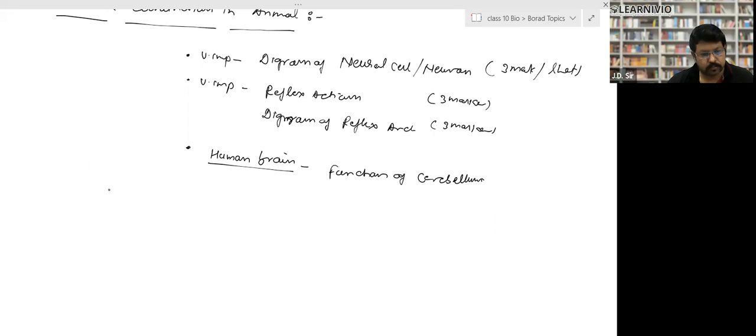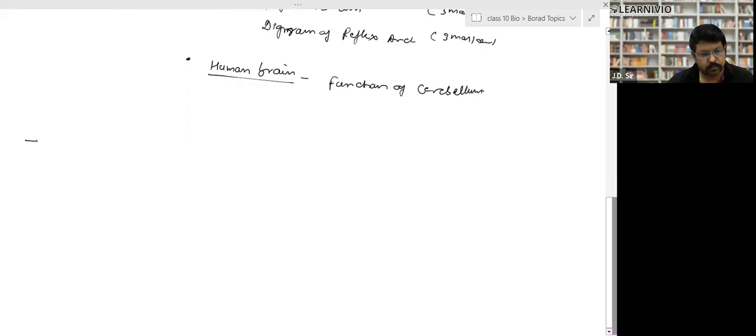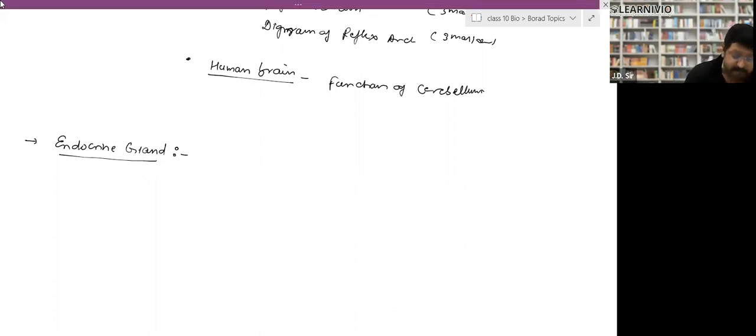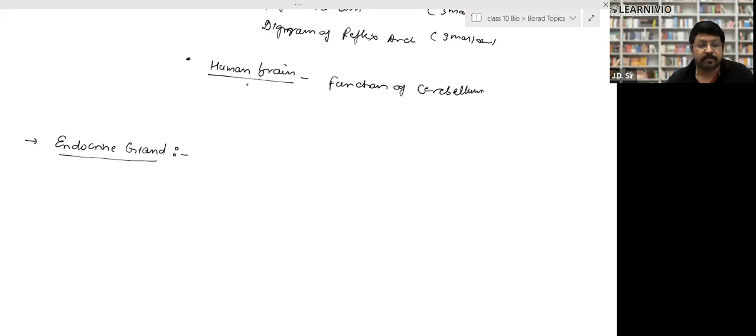Then it comes to another important part of control and coordination, that is the endocrine glands. There are a number of endocrine glands. I know that you will try to recall and grab the function of all of the endocrine glands. But I would like to make your life easier, where you have to study each and everything. I'm not just saying that only this will come, but the probability will be higher for the topics which I am discussing.